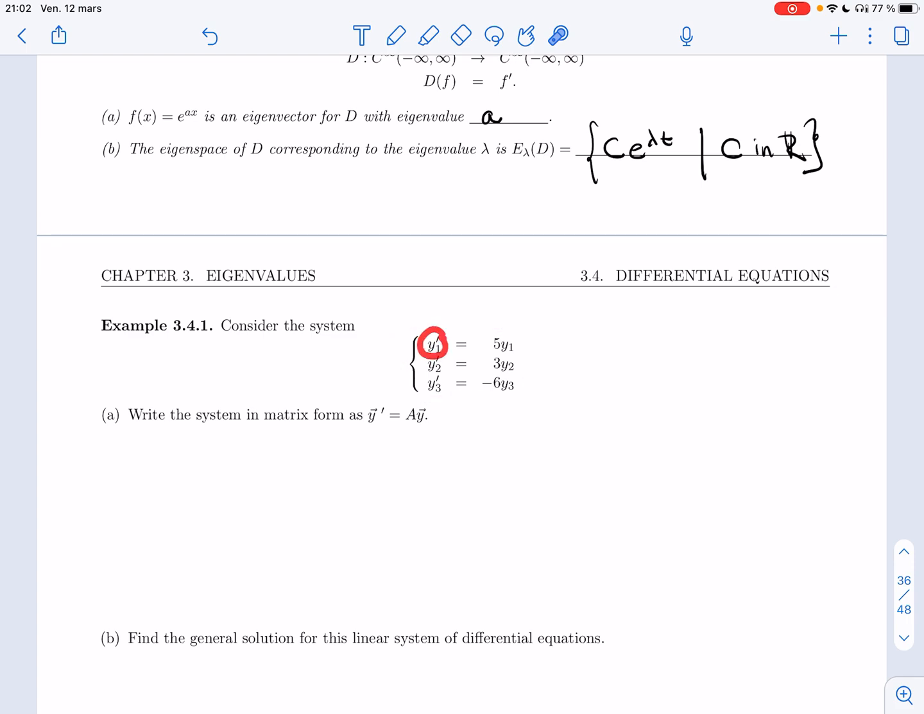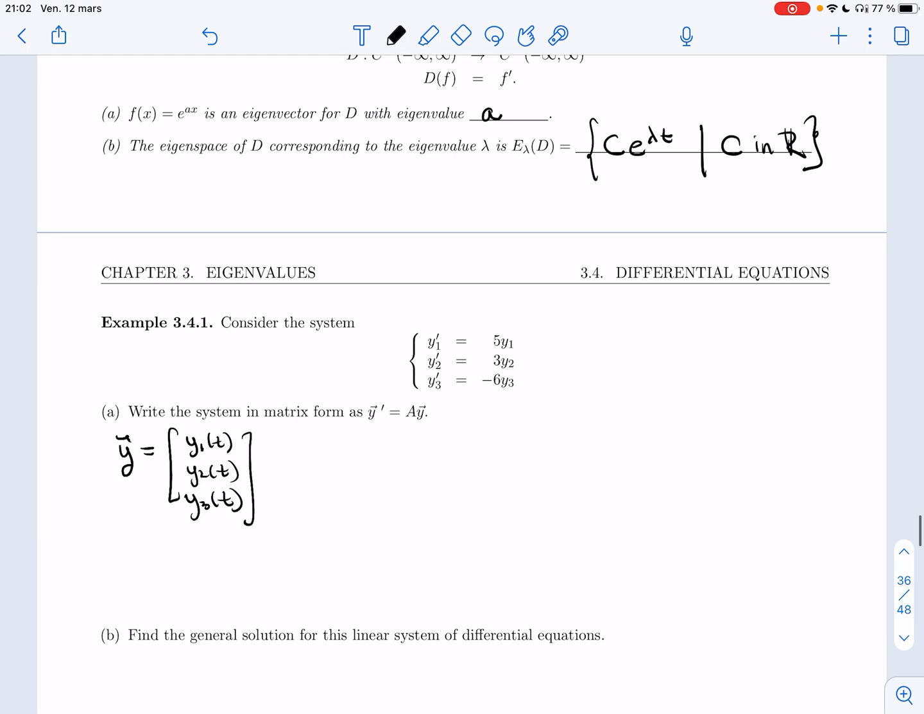I have y1 prime is 5y1, y2 prime is 3y2, y3 prime is minus 6y3, and I want to find functions y1, y2, y3 for which all of these are true. So first, write the system in matrix form as y prime equals A y. All right, so I'm going to take y to be y1, y2, y3, and so y prime will be the set of all derivatives.